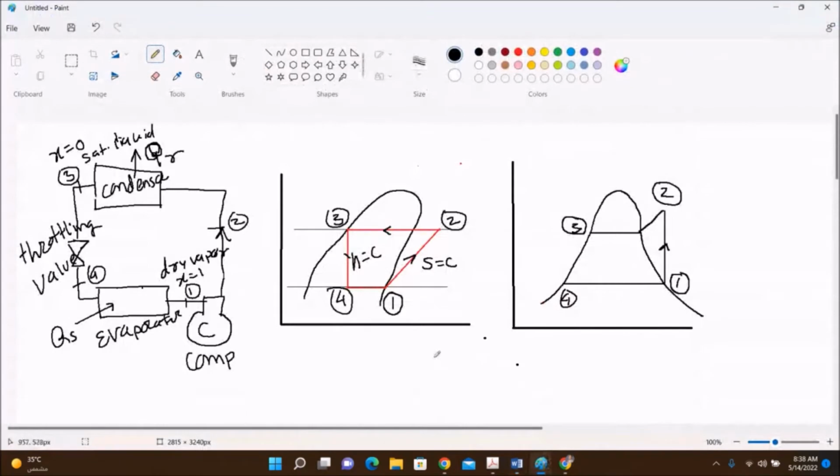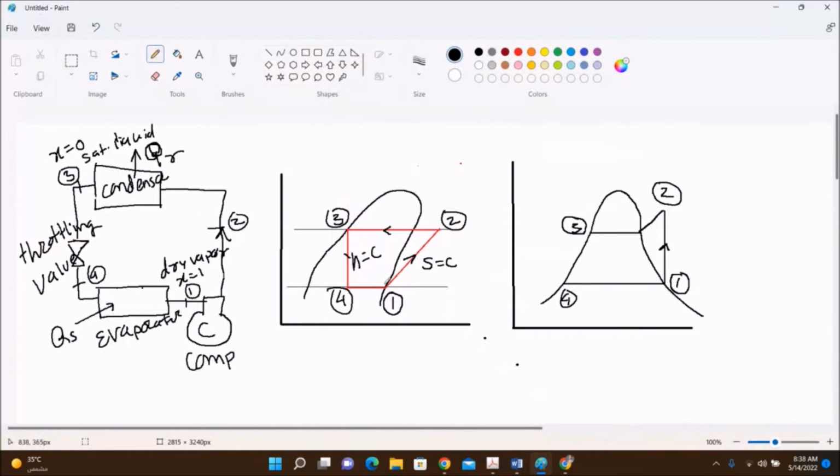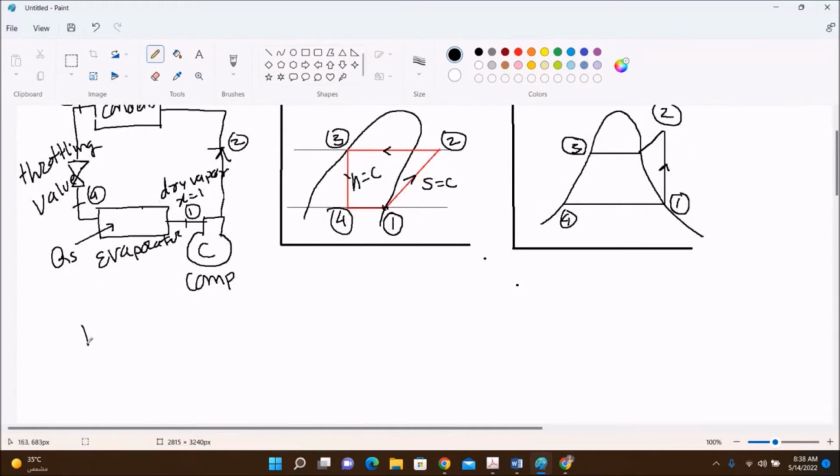So let us start. So at state 1, I told you the point 1 is on the curve. So what is the meaning of the curve? Where x is equal to 1, the refrigerant is a dry saturated vapor. So at point 1, what I recorded for P1 is a gauge pressure. P1 is a gauge pressure. So it is 1 bar. So I need to calculate an absolute pressure for P1.